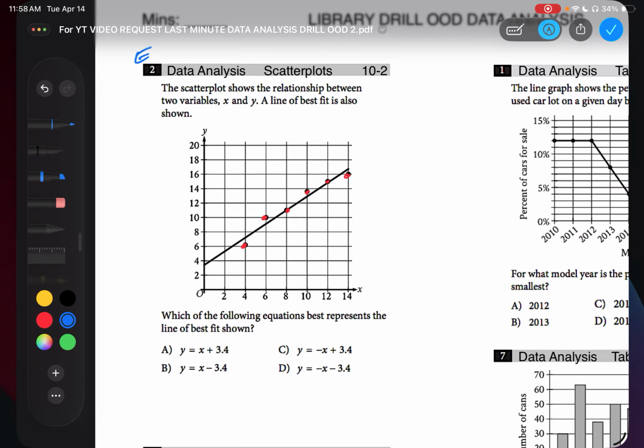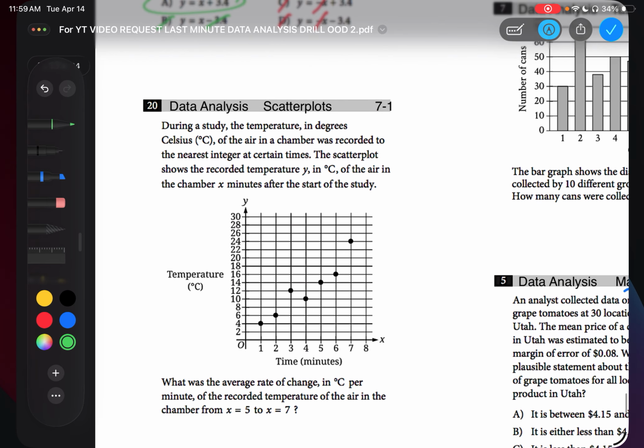Let's read carefully. A scatter plot shows a relationship. A line of best fit is also shown. Which of the following equations best represents the line of best fit shown? Well, if it's positive slope, answer choices C and D are done because those are negative slope lines. So it's got to be between A and B. Where's my y-intercept? My y-intercept is a little below 4, and it's positive, not negative. So B is out. A has to be my answer. Next question.